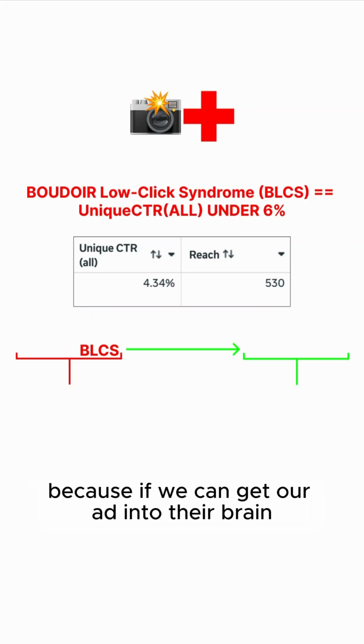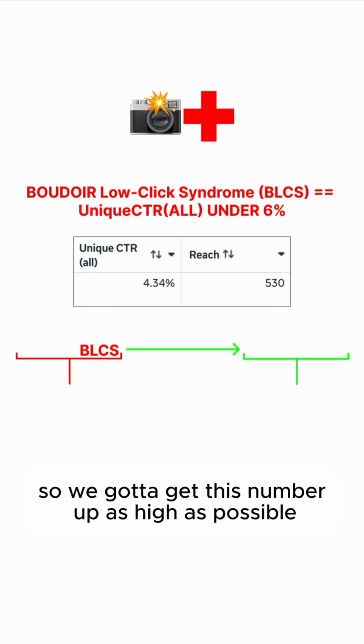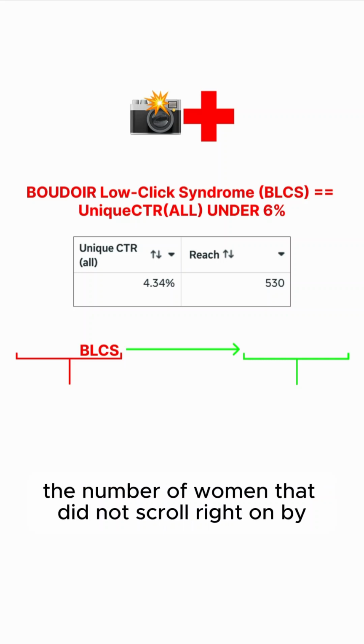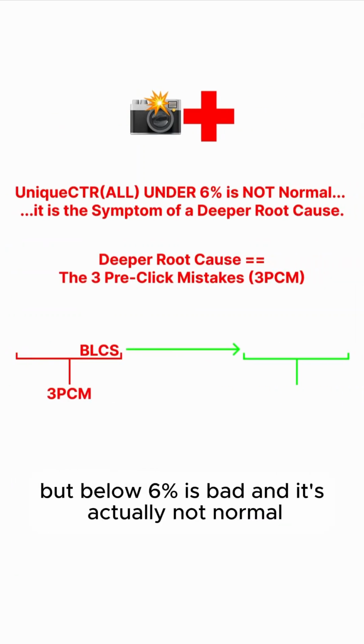And we care about that because if we can get our ad into their brain, that is the only way women will actually buy from us. So we got to get this number up as high as possible. This number is also basically the number of women that did not scroll right on by. So yeah, we want to get this as high as possible, but below 6% is bad.